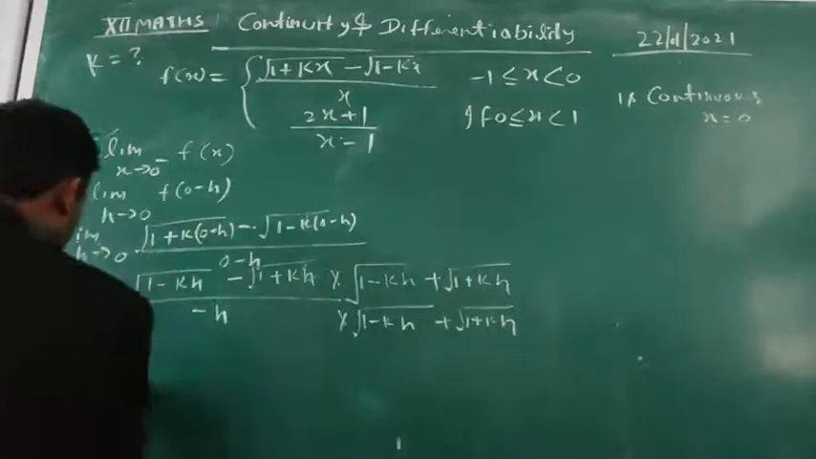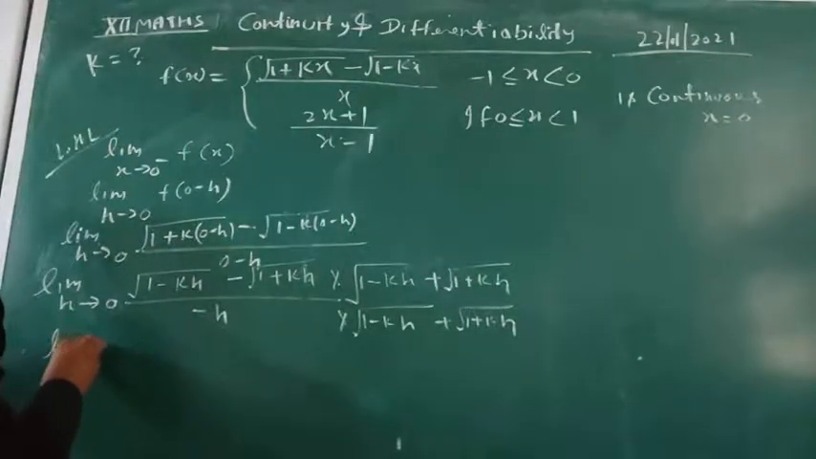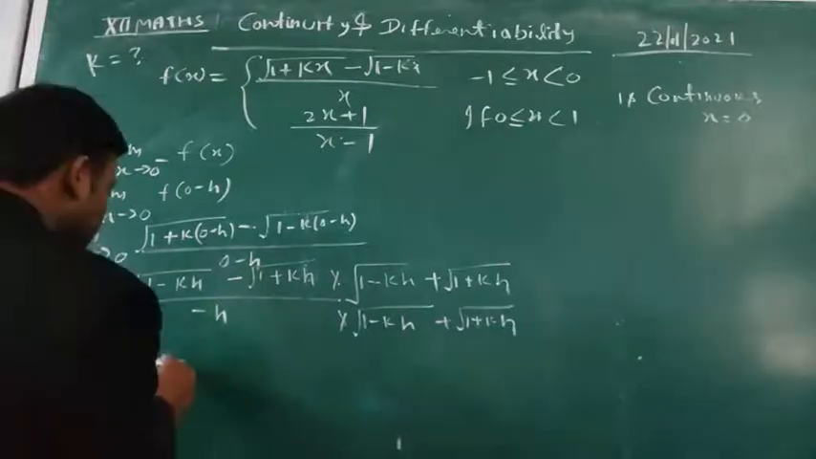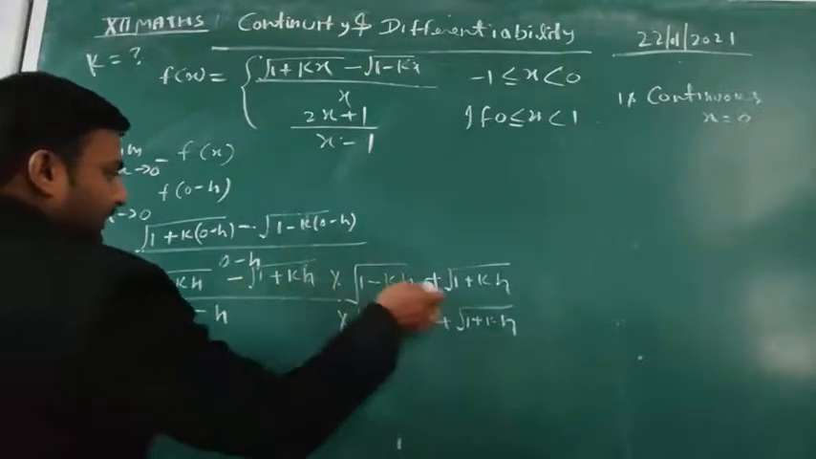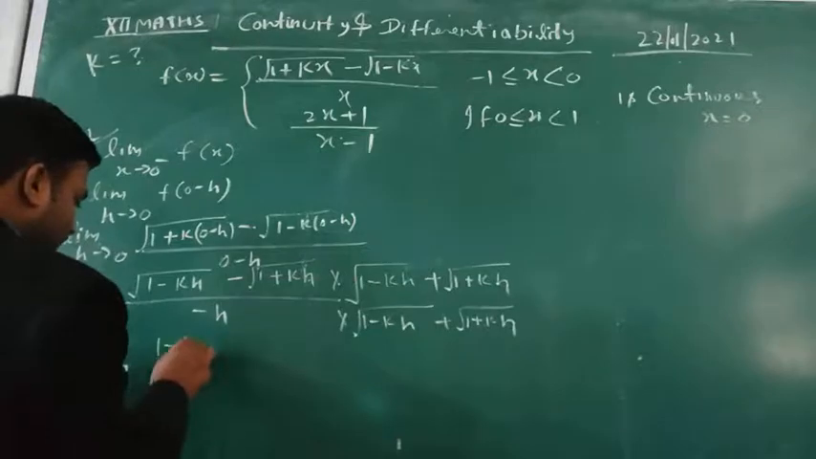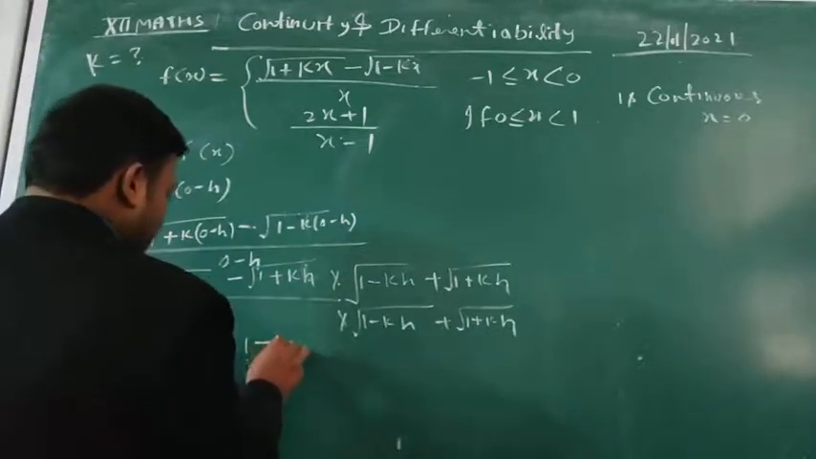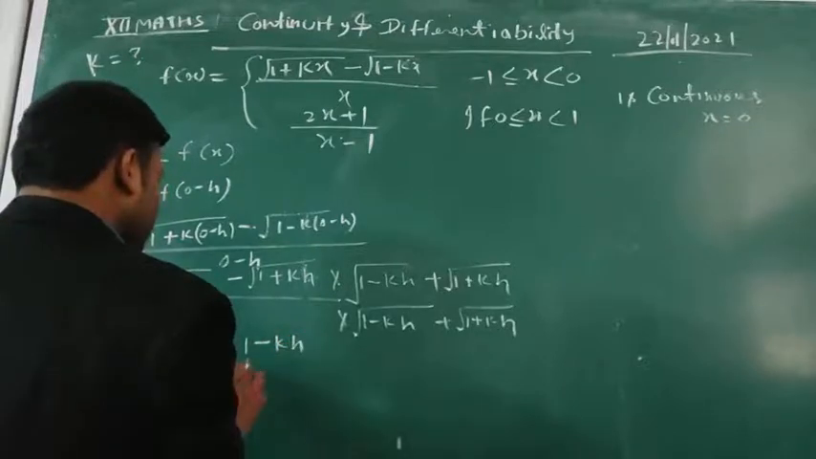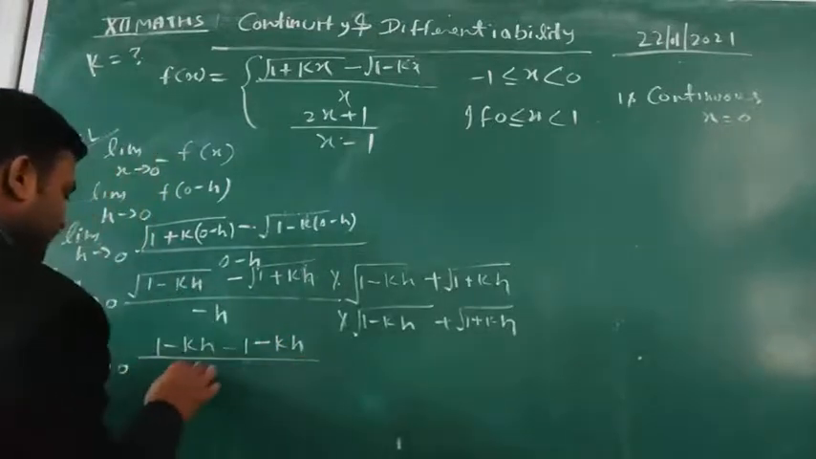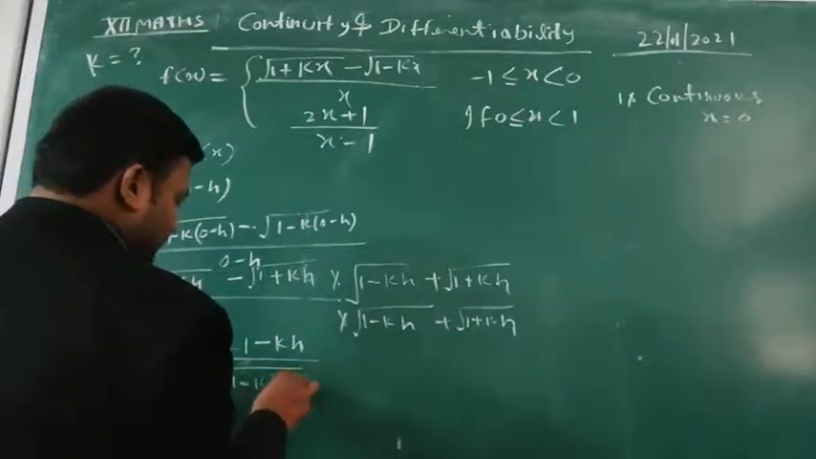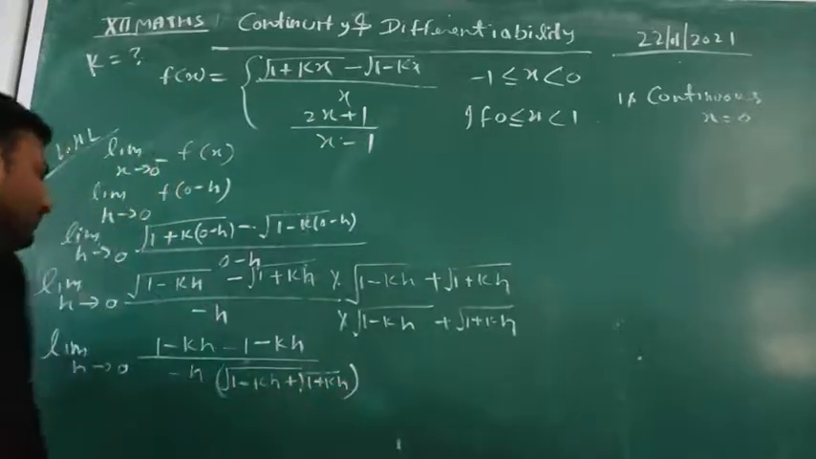Now student, we write in the numerator limit h tends to 0. Okay, student, so this is (a minus b) and (a plus b), so we write a square minus b square. So it will be (1 minus kh) minus (1 plus kh). Okay, student. And this is by minus h and (under root 1 minus kh plus under root 1 plus kh). Okay, student.